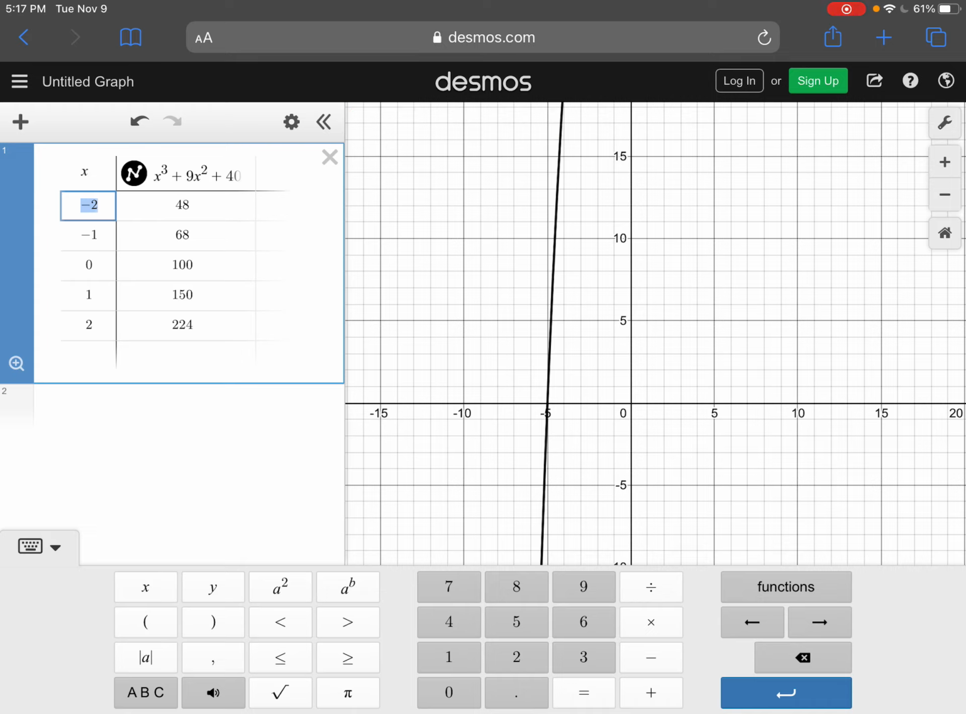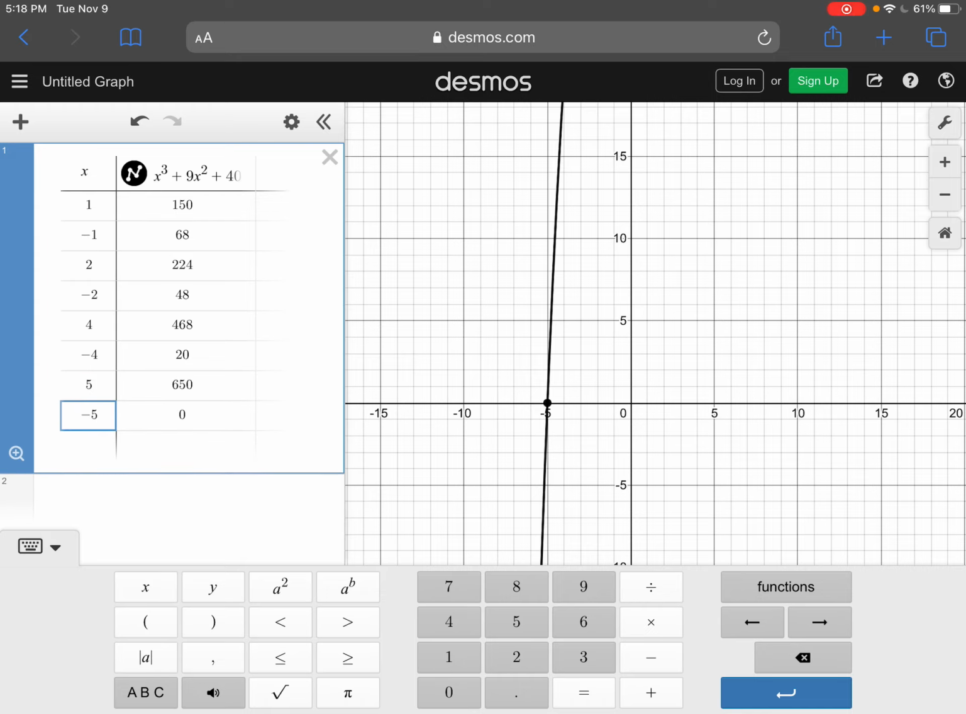So let's see, I have 1 and -1, 2 and -2, 4 and -4, 5 and -5. So -5 works. Let's see if we have any more.